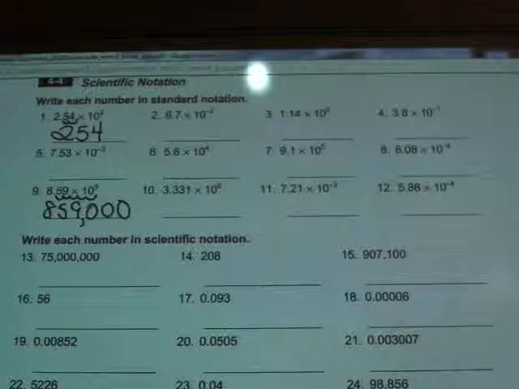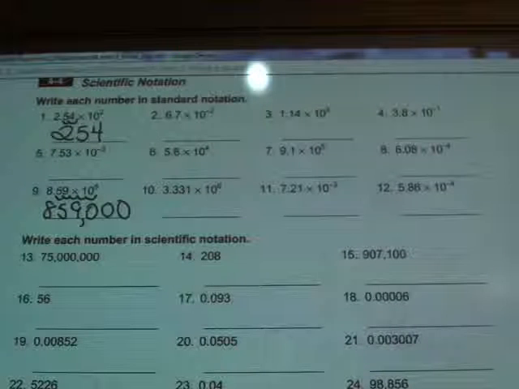And you can use that same approach in answering questions like 3 and 6 and 7 and 10. Now, what's different with negative exponents is that instead of moving the decimal to the right, we move the decimal to the left. So that's what we're going to do there instead.